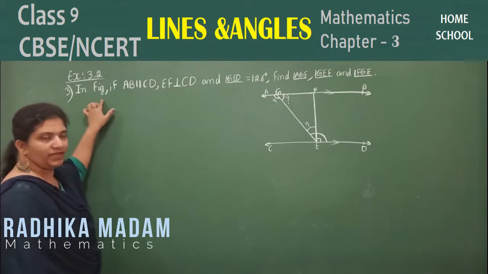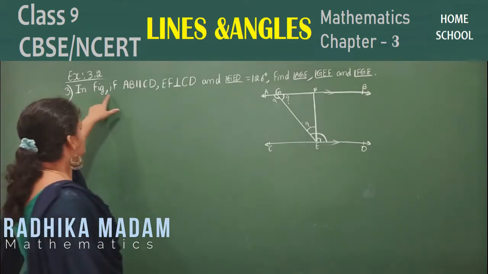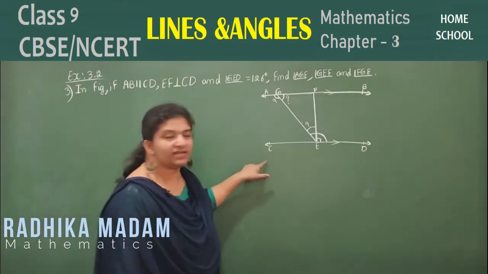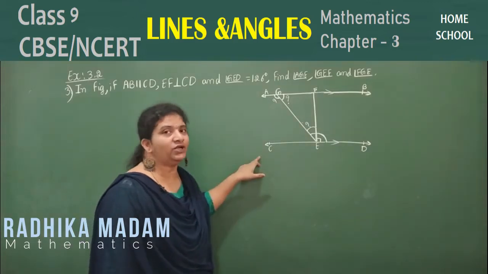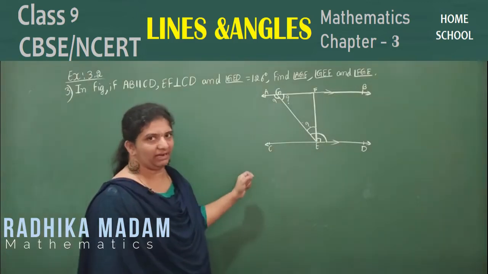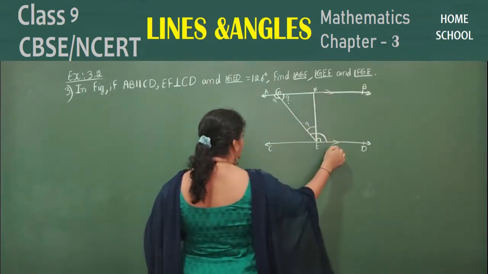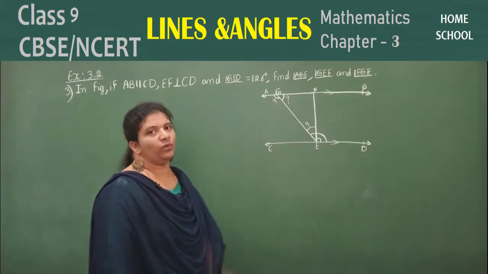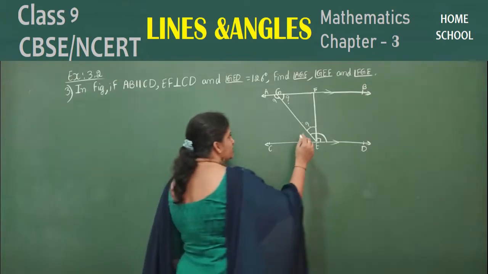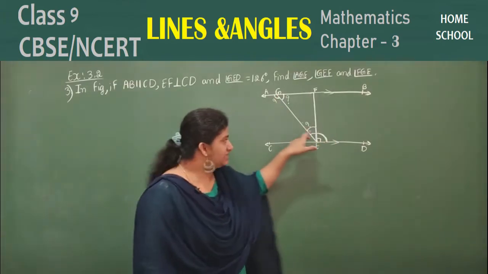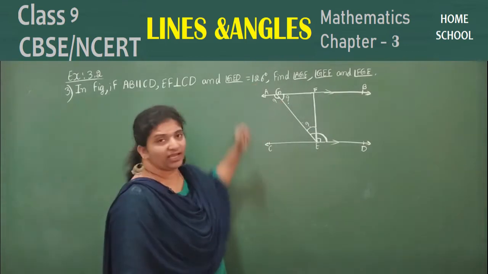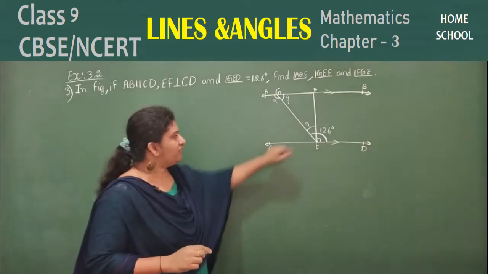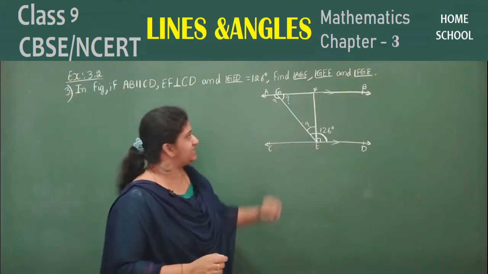In the figure, can you see the figure there? If AB parallel to CD, AB and CD are two lines and they are parallel. AB parallel to CD and angle GED is equal to 126 degrees. Observe here, children. GED, this is the angle. What did they give this angle? 126 degrees. Okay, from here to here it is 126 degrees.